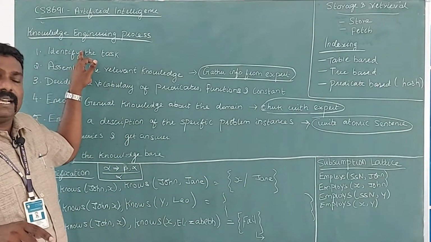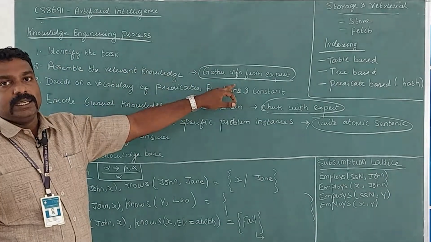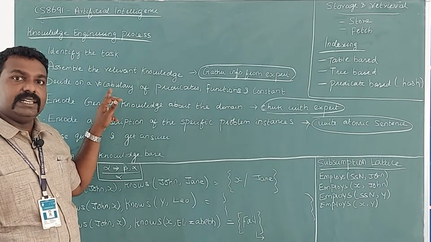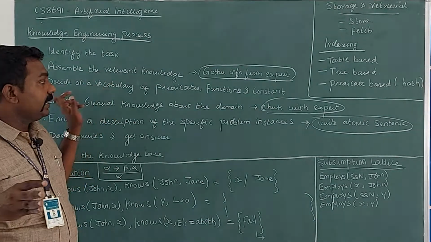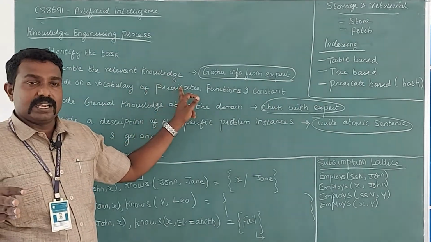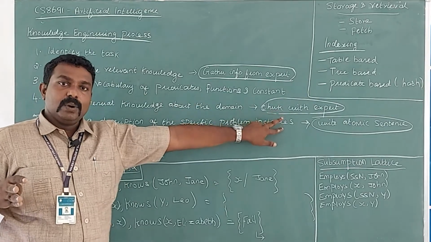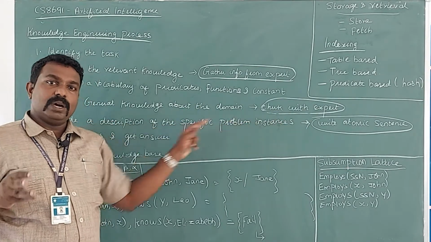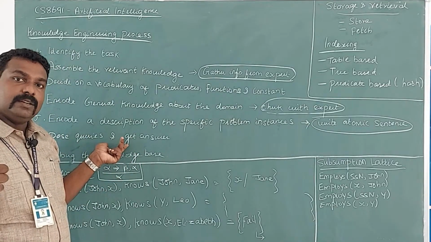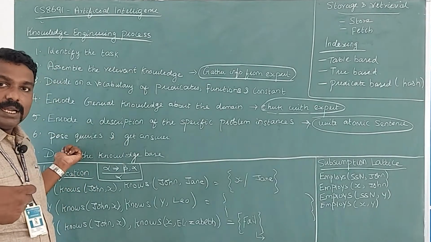First, identify the task. Second, you gather more information with the help of an expert. Third, you determine the predicates, constants, and functions that are to be used in the sentence. Then you check with the help of an expert whether all those things you determined, like predicates and functions, are correct. Then you frame the atomic sentence. Once the atomic sentence is framed, you pose queries and get the answer. Then you check whether the answer is correct. If the answer is wrong, you debug the knowledge base.